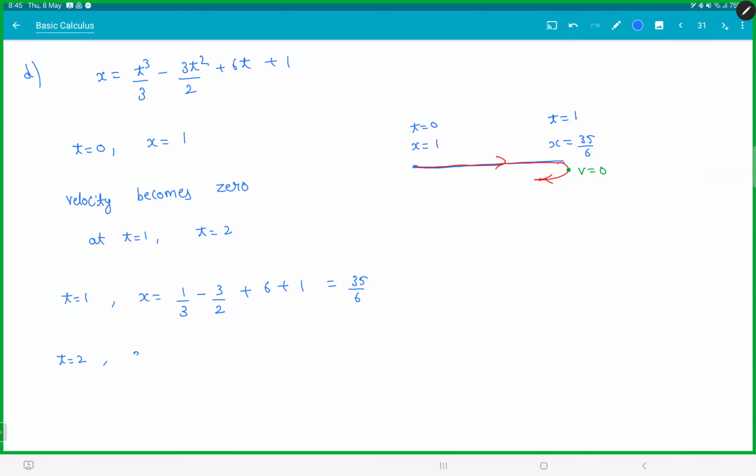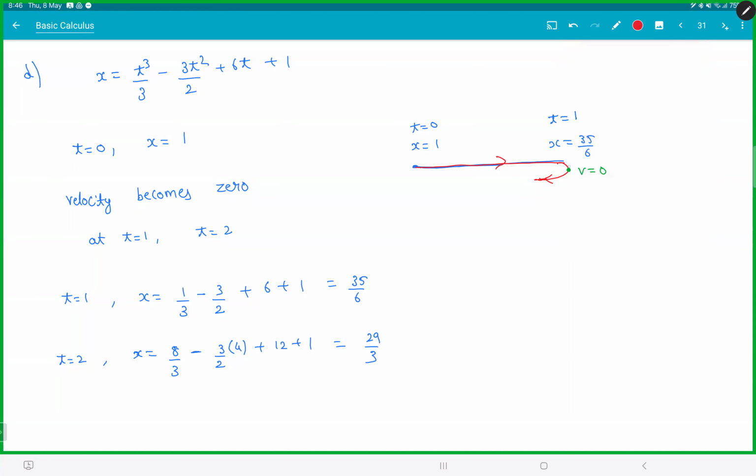At t is equal to 2, where are you? x is equal to, substituting the value, 2 cubed by 3, so 8 by 3, minus 3 by 2 into 4, plus 12 plus 1. How much is this? That is 13, minus 6, that's 7 plus 8 by 3, 29 by 3. I hope the summations are right.